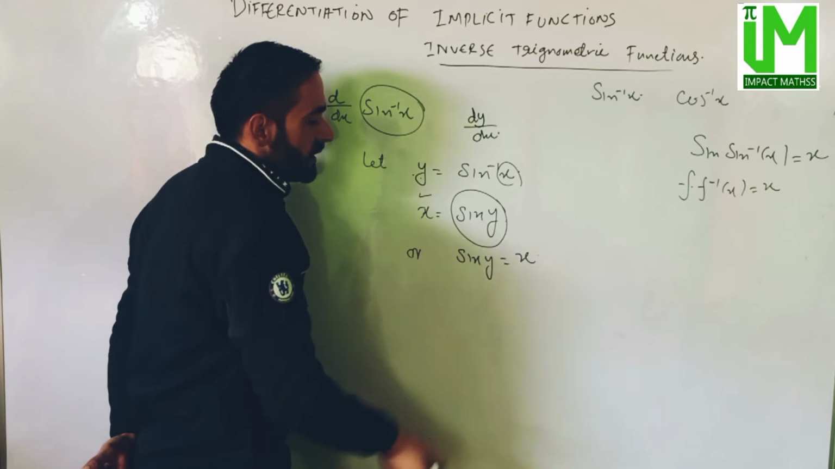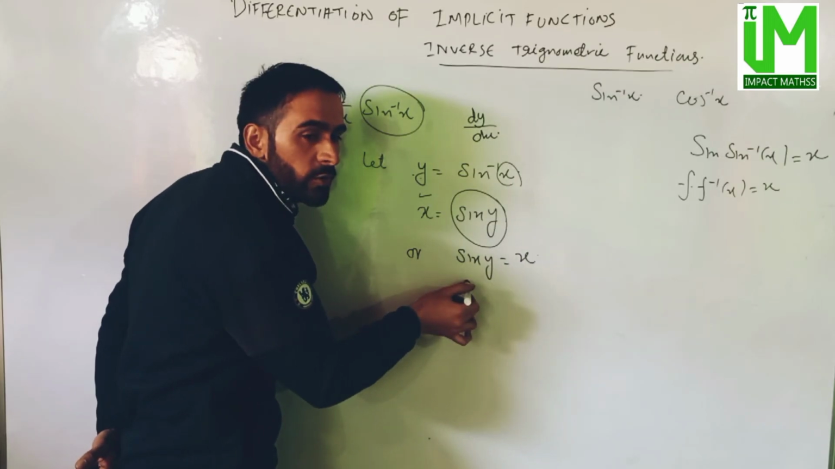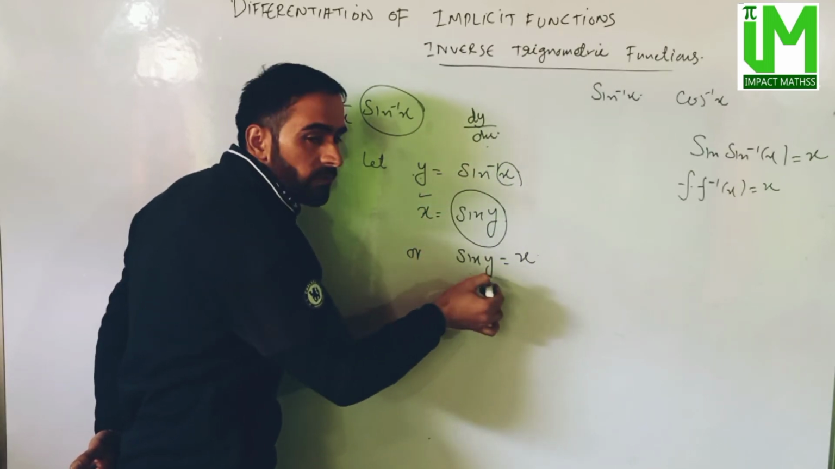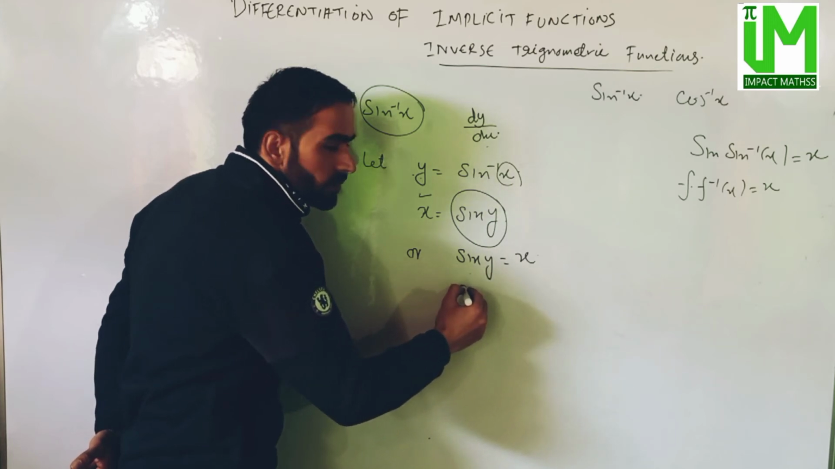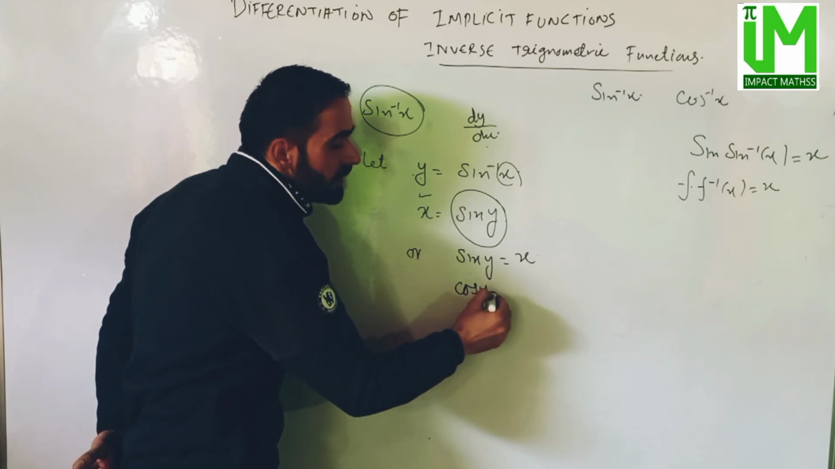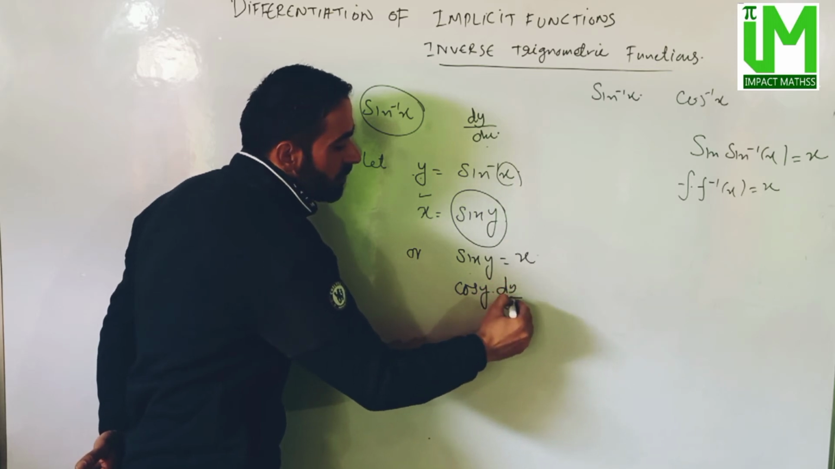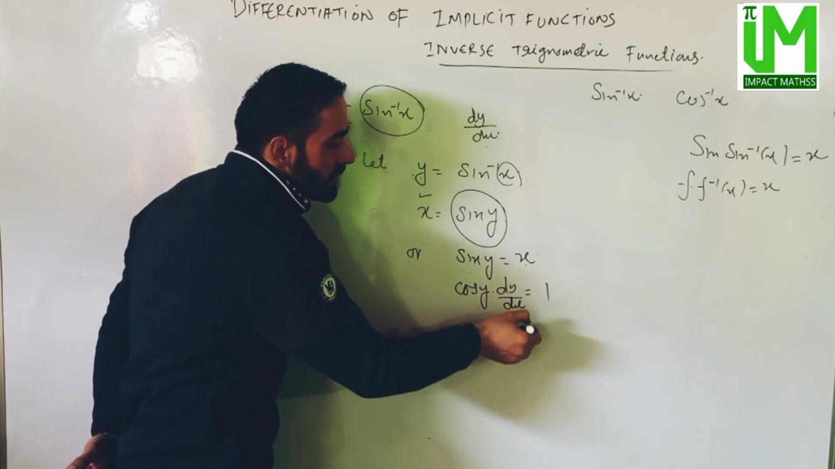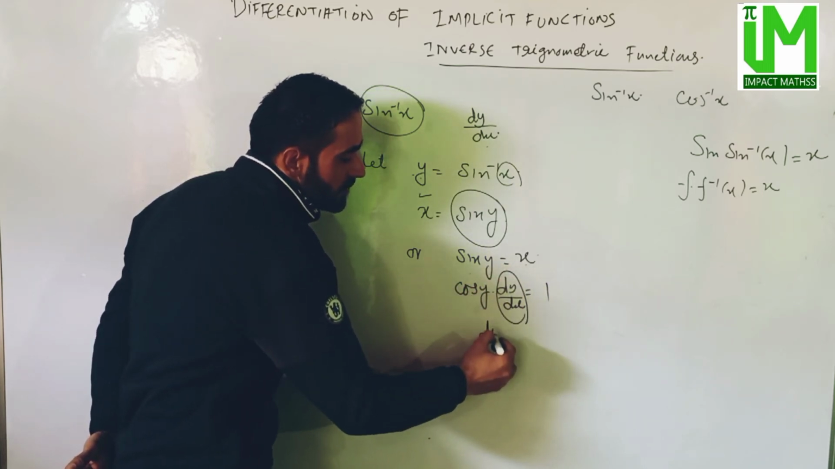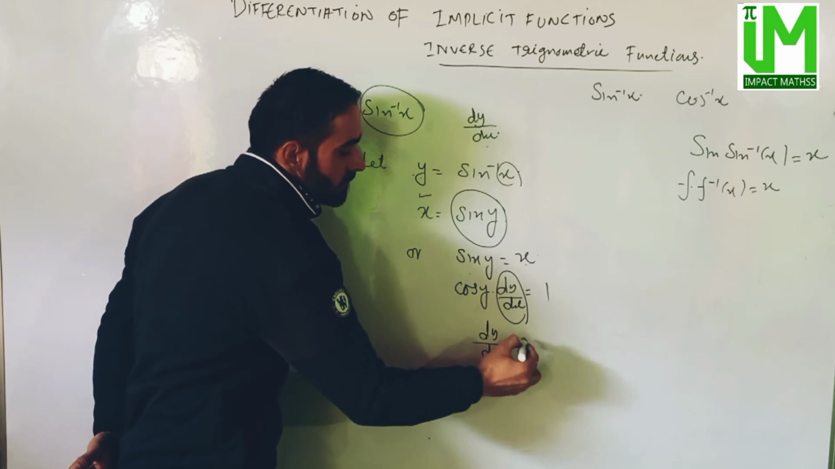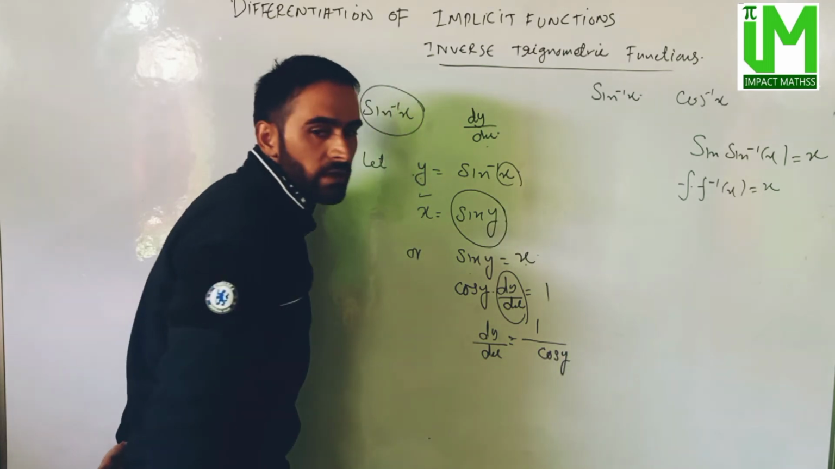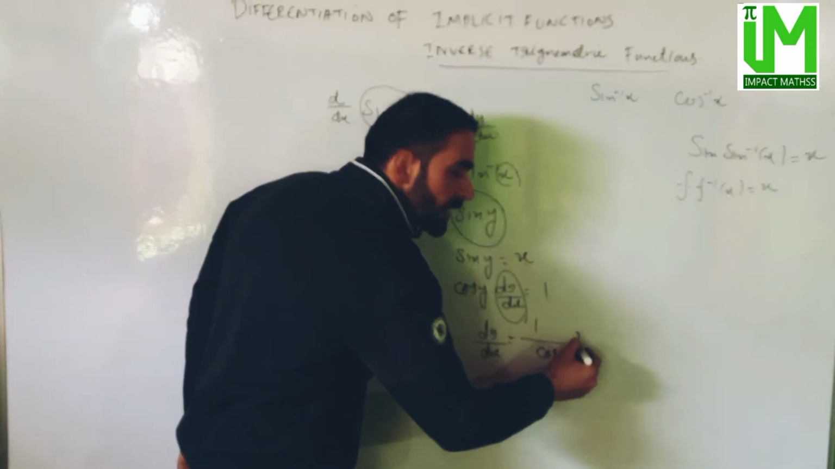So what will be dy by dx? Differentiating both sides with respect to x, because we have to find dy by dx. The derivative of sin y is cos y into dy by dx. What will be the derivative of x? It will be 1. So dy by dx is equal to 1 divided by cos y.